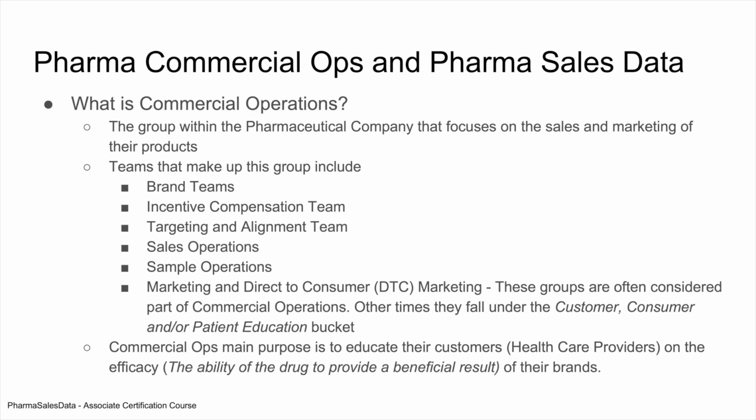The usual teams that make up commercial operations are your brand teams, responsible for all your individual products that are being promoted, your incentives compensation team, your targeting and alignment team, your sales operations team, which includes oversight of your regional directors, district managers, and sales associates, your sample operations team, which keeps track of all the samples, chain of custody, and then your marketing and direct-to-consumer marketing teams. These are often considered part of commercial ops. Other times they can fall under the customer, consumer, and or patient education bucket, depending upon how your pharma company is organized.